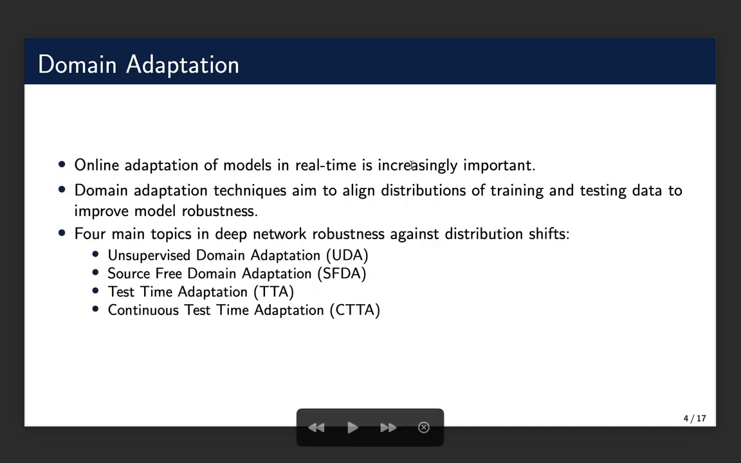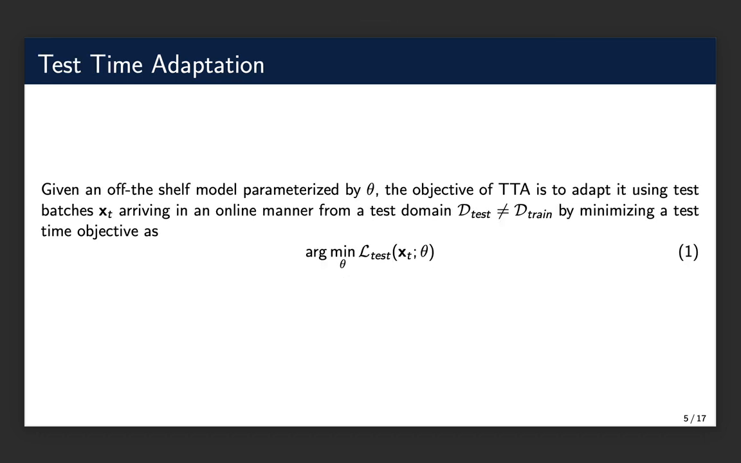So it is increasingly important to equip these models with online adaptation capability so that they continue to retain their performance even on encountering such domain shifts. Under the head of domain adaptation, these are the four main topics explored: unsupervised domain adaptation, source-free domain adaptation, and more recently test time adaptation and continuous test time adaptation. In this work, we focus on test time adaptation and its continuous version as well.